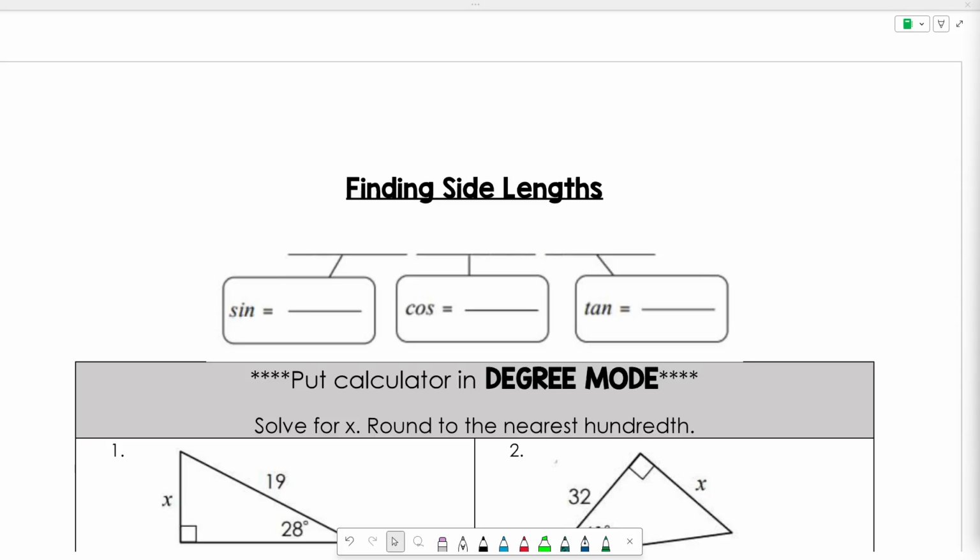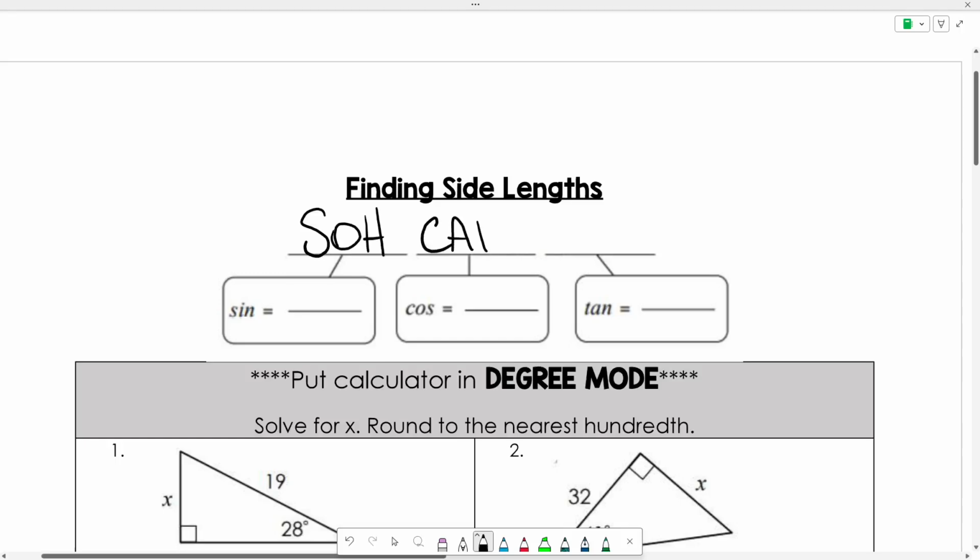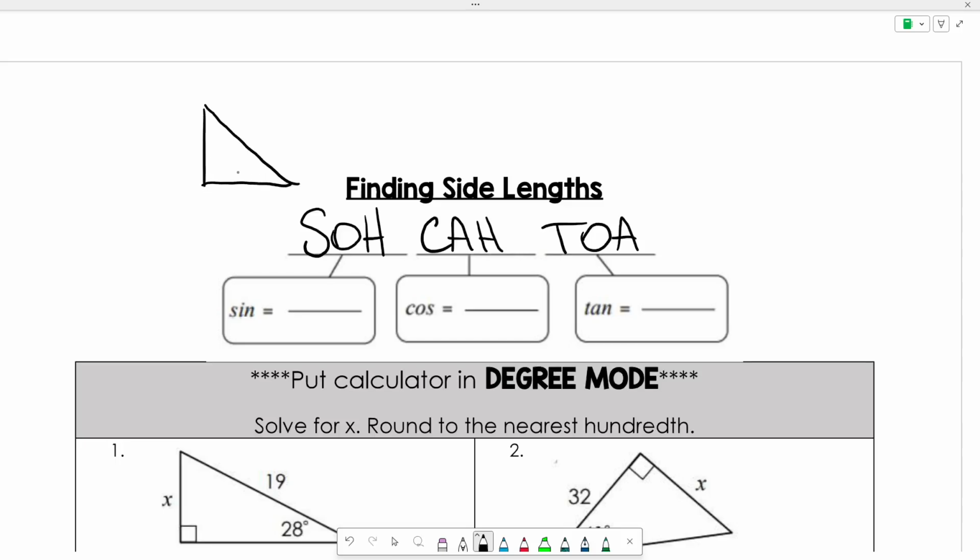Okay, recently we went through and we learned all about our little items here called SOHCAHTOA, which is just an acronym way to help us with remembering how to find sine, cosine, and tangent, a mnemonic device. Remember that sine is the opposite side over our hypotenuse.